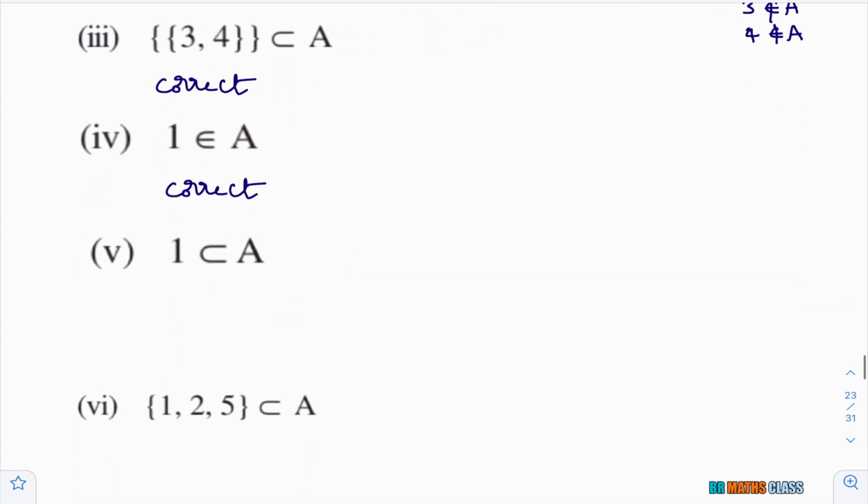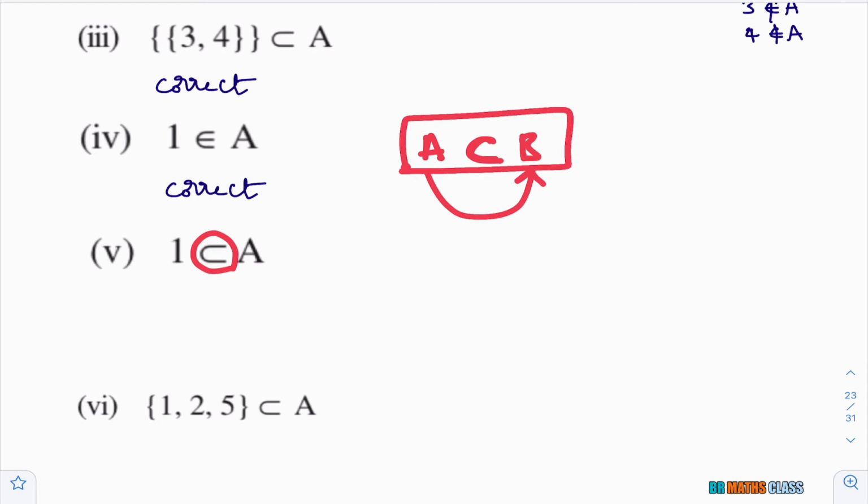Okay. Now, observe this one: 1 is a subset of A. Actually, we use the subset symbol between two sets. Suppose A is one set, B is one set. We can write the subset symbol. If all the elements present in A are present in B, then we can say that A is a subset of B. Subset symbol is used between two sets.